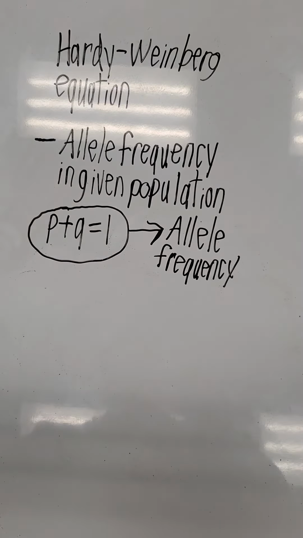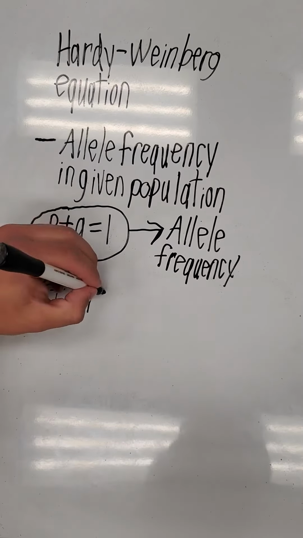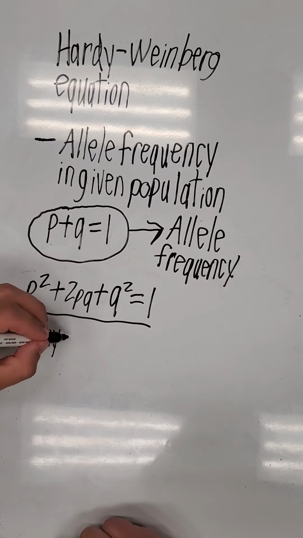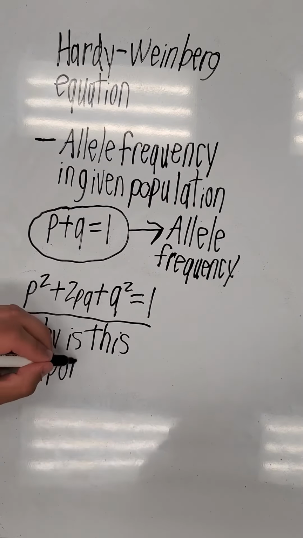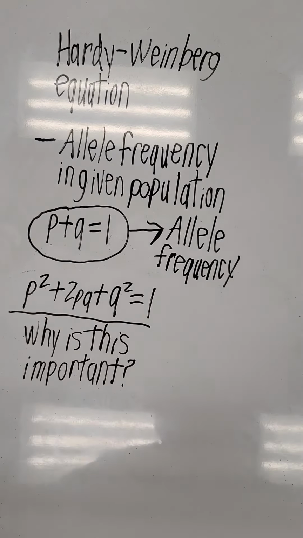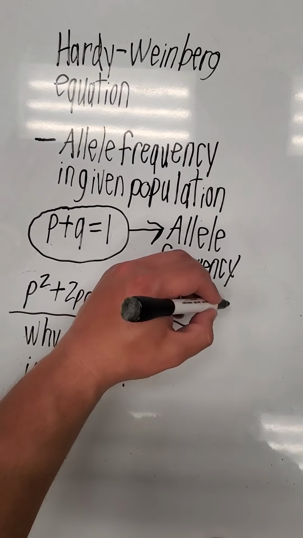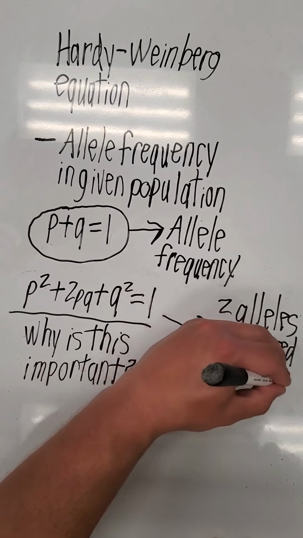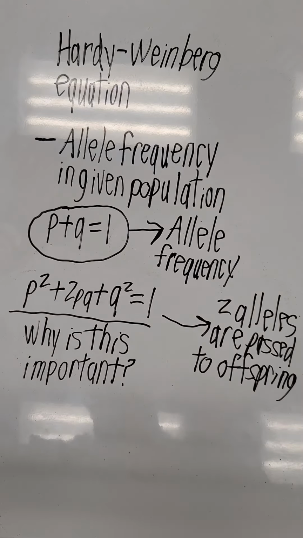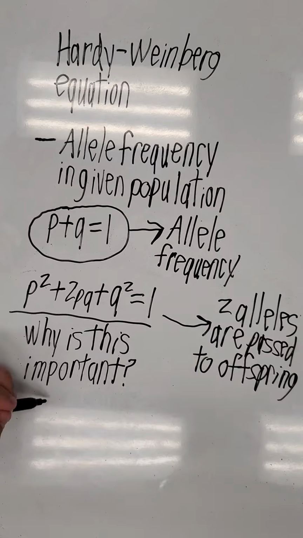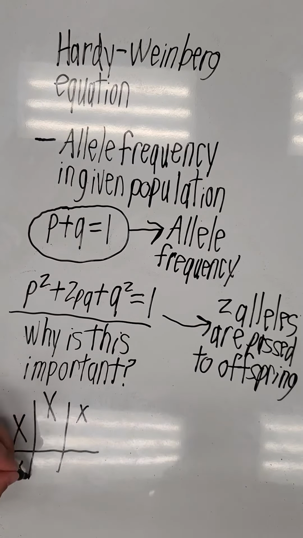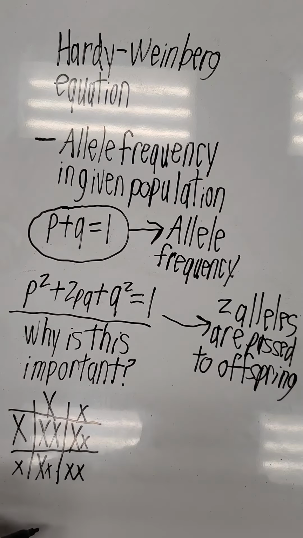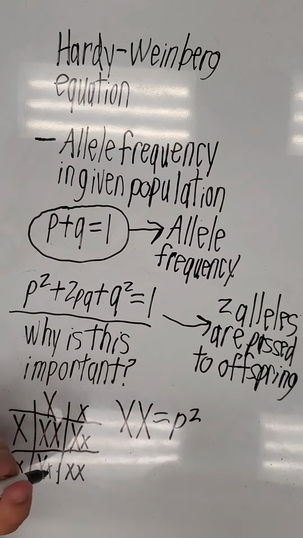You also have another equation, P squared plus 2PQ plus Q squared equals 1. What is the importance of this? Well, when offspring are made, they have two alleles from the parents. So if we do this simple Punnett square here, it turns out you have one individual that is homozygous dominant, two heterozygous individuals, and one homozygous recessive.